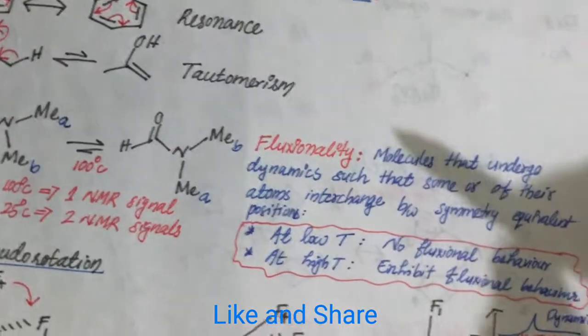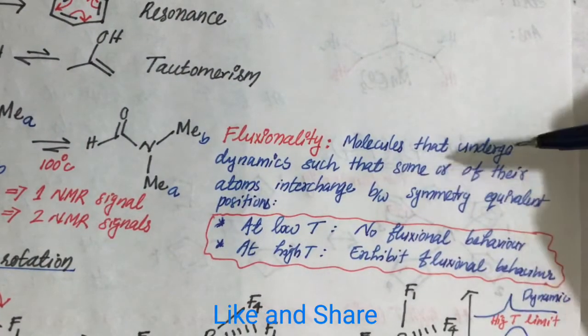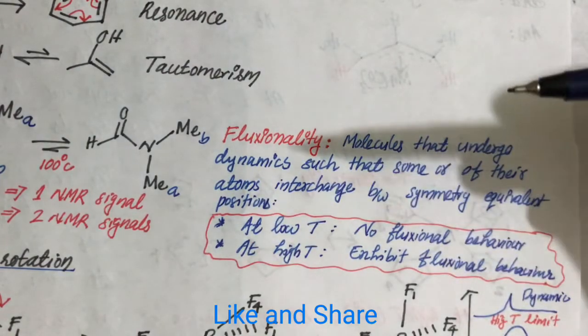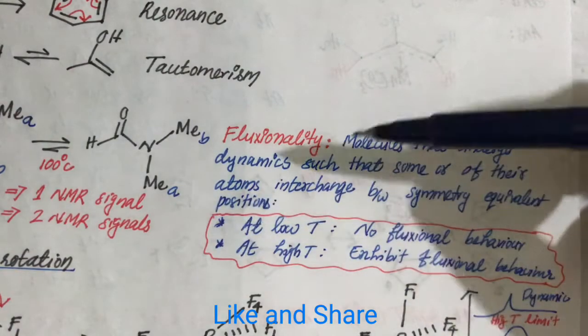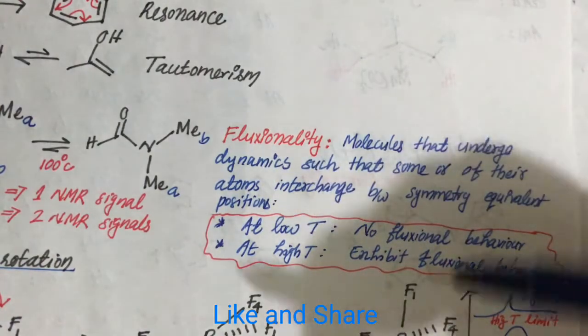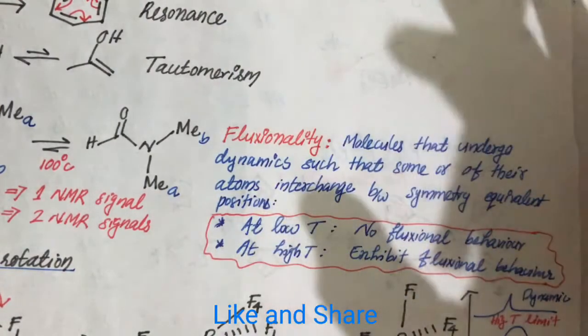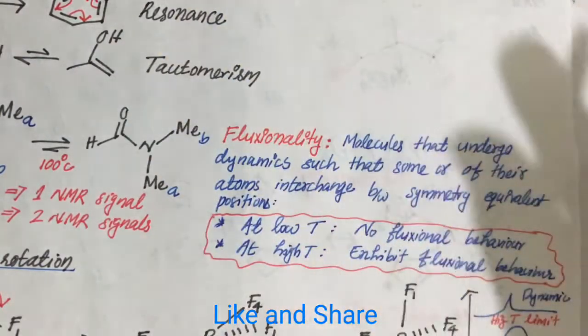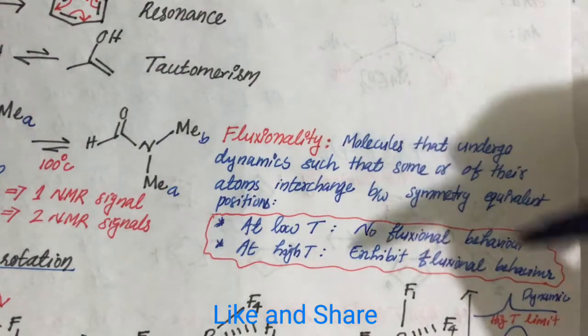That is, a molecule can undergo dynamic processes such that some of its atoms interchange between symmetry equivalent positions. That is, the rapid interchange between symmetry positions is nothing but fluxionality.